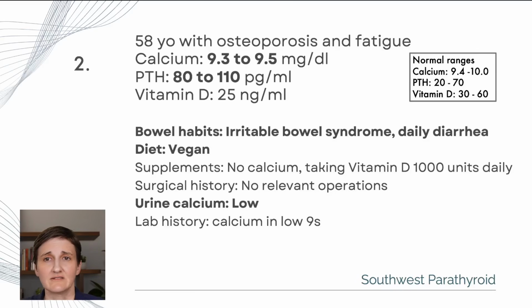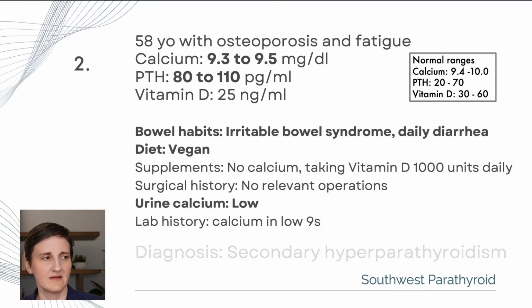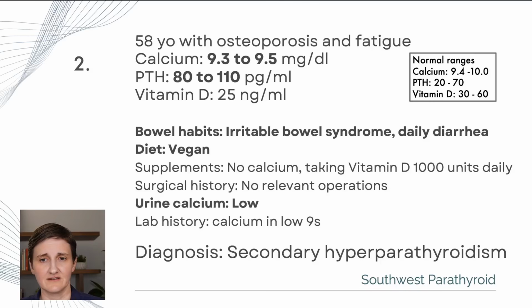And lab history, calcium's been in the low 9s, and now it's still in the low to mid 9s. This, again, is secondary hyperparathyroidism. Clear reason to have an elevated PTH, okay? A clear reason that her parathyroid glands have to work hard.